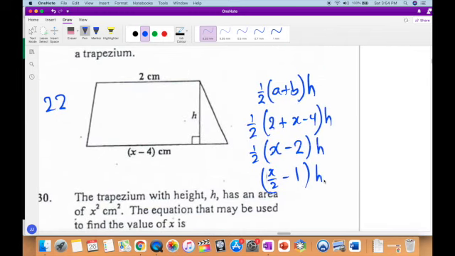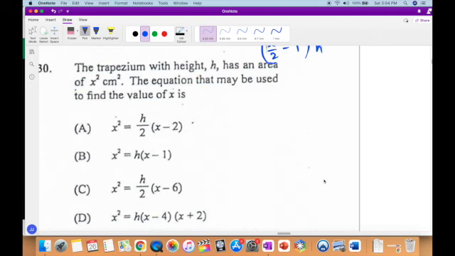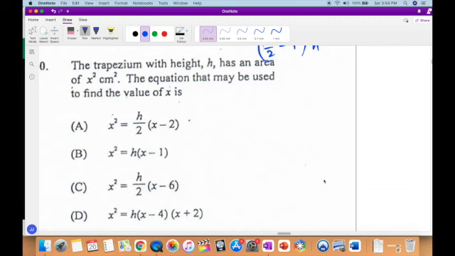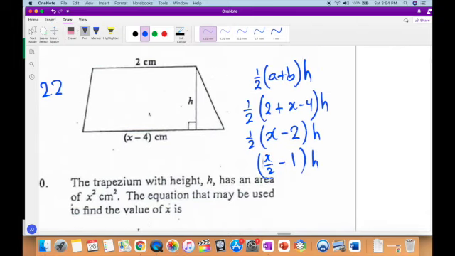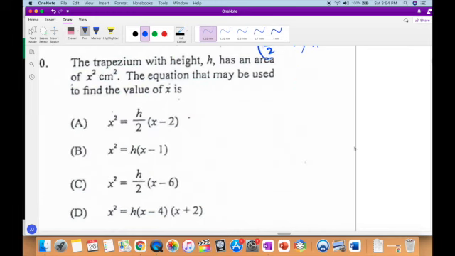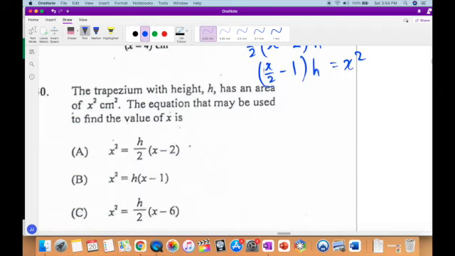Why did I get x squared? A half the sum of the parallel sides by the perpendicular height. Yes or no? Oh, it has an area of x squared. Okay, so the area is x squared. So that is what it's saying, the area. You see how the teeth up my head, right? So this here is x squared, right? So therefore x squared is, yeah, we could say it's h on 2 into x minus 2.